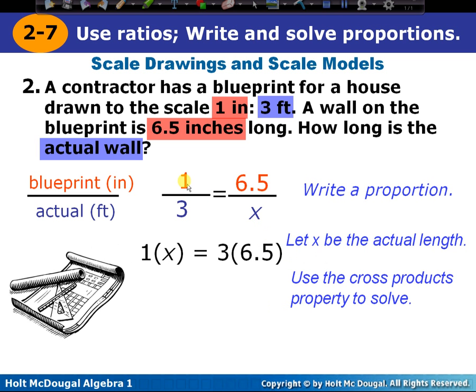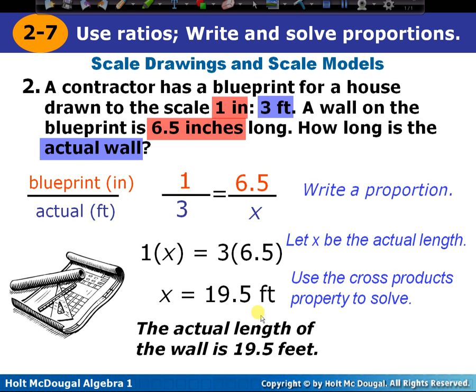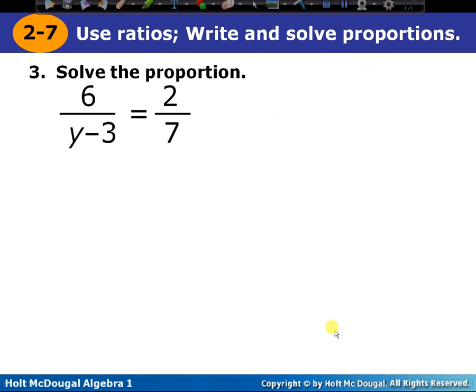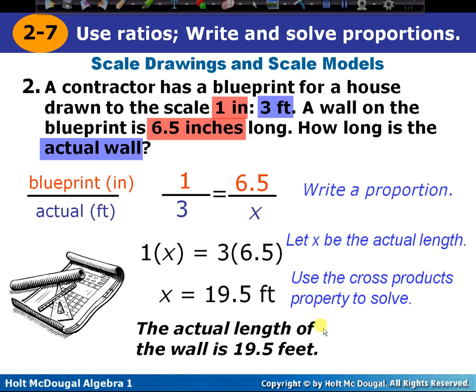We're going to multiply 1 times x and 3 times 6.5. 3 times 6.5 is going to give us 19.5 feet. So the answer there is that the actual length of the wall is 19.5 feet, 19 and a half feet. Make sure that you have that down before you move forward.